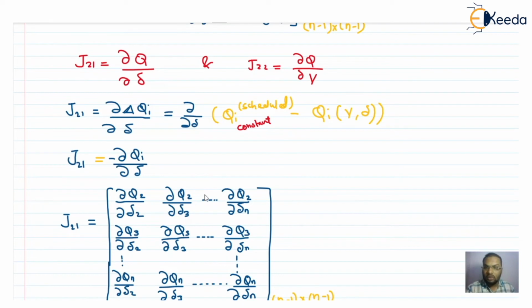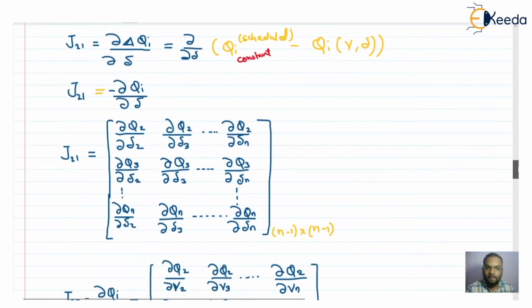Okay, so this way you can write J21, which is nothing but the partial differentiation of the reactive power on the second bus with respect to phase angle on the second bus, partial differentiation of the reactive power on the second bus with respect to the phase angle on the third bus. This way you can write. So you'll get n minus 1 by n minus 1 terms for J21.